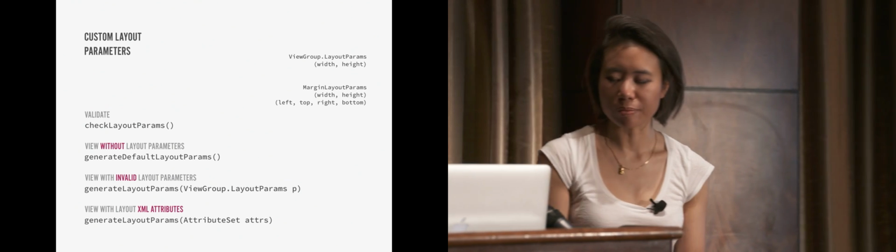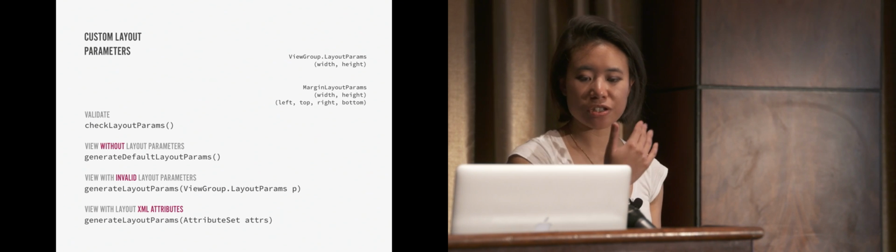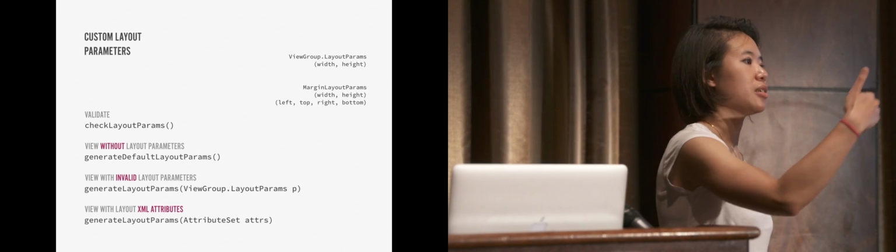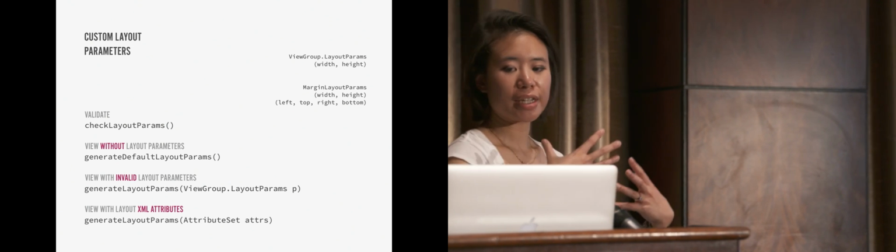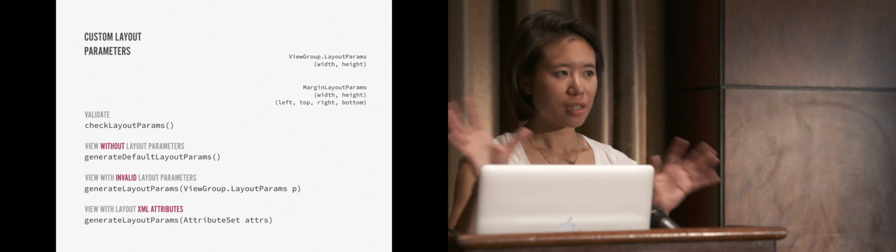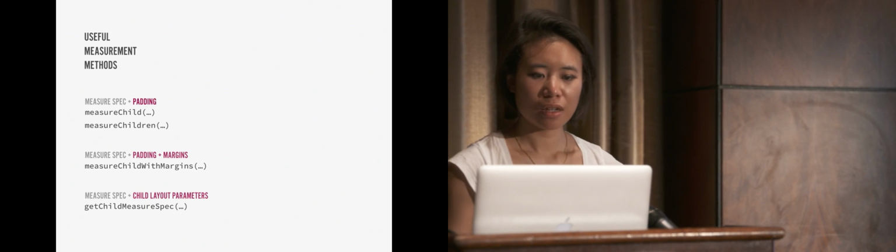And then finally, there's generate layout params that takes an attribute set. And so attribute set is our friend from XML inflation. And basically, it's generating a set of layout params based on attributes specified in XML. So if you want to use margin layout params in your custom view groups, or if you want to create your own kind of cool, super spec'd out layout params, you need to implement these 4 methods.